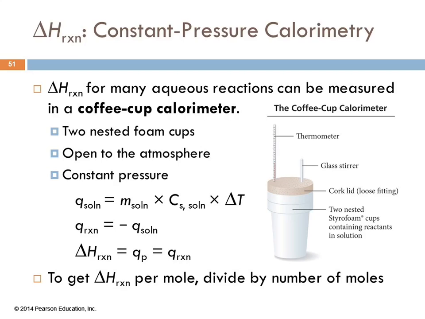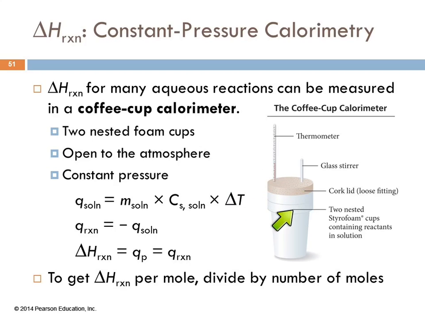And that leads us to constant pressure calorimetry, which more closely matches what we did in lab. So we can measure delta H of reaction for many aqueous reactions just in literally coffee cups. Okay, 2 nested styrofoam cups. It's good to have some sort of a lid.